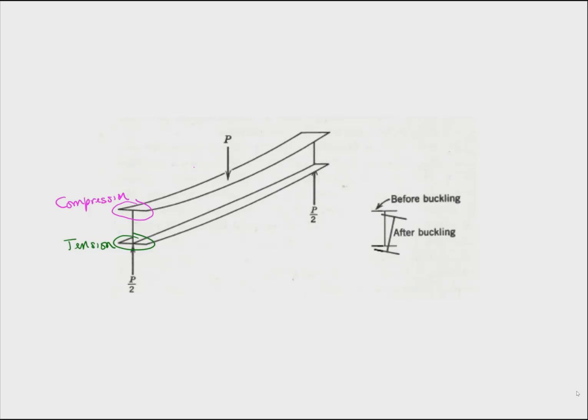It can't buckle by deflecting downward because the stiff web is keeping it from buckling downward, but it can buckle outward in this way. And as it does that, it kind of causes the beam to bend in the lateral direction as well as causes the beam to twist. So before buckling, the beam looks like this, and then after buckling, like this. This is called lateral torsional buckling of beams.